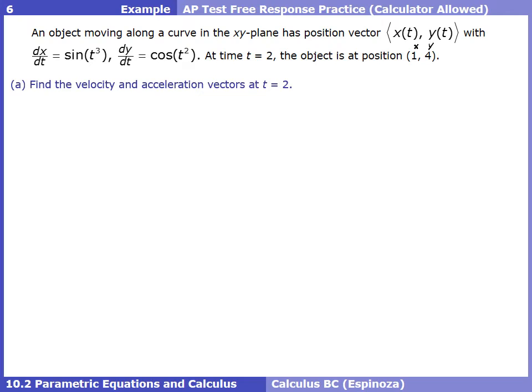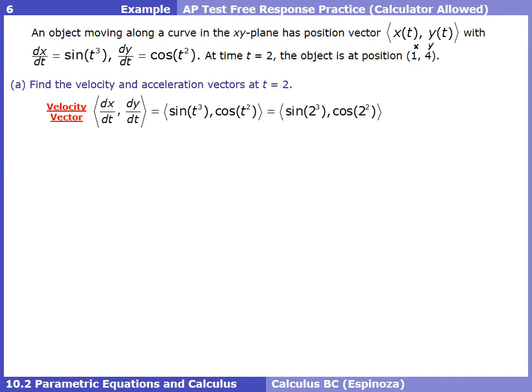Part A wants us to find the velocity and acceleration vectors at t equals 2. Luckily, the velocity vector is kind of ready to go. We know the velocity vector is dx/dt comma dy/dt, so we just need to take both of those and put them in our bent parentheses. We want to find the velocity vector at t equals 2, so we'll plug the t of 2 in, and if we clean that up a little bit, we'll get sine of 8 comma cosine 4. It's perfectly acceptable to leave exact answers on the AP free response questions rather than getting a decimal.